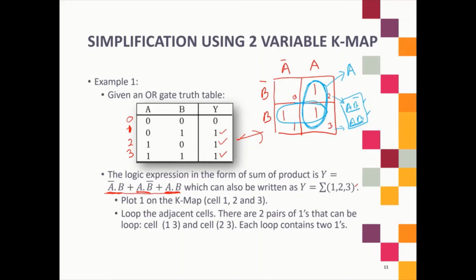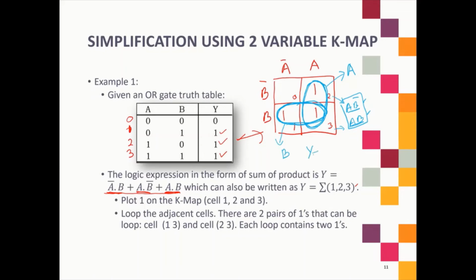Okay, we look at the second loop. For this loop, what is the similar variable? B, right? Because here you have B, here also you have B. So this second loop, the simplified term is actually equal to B.